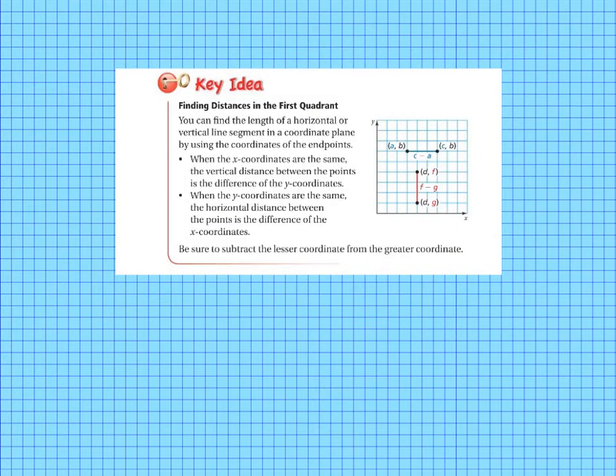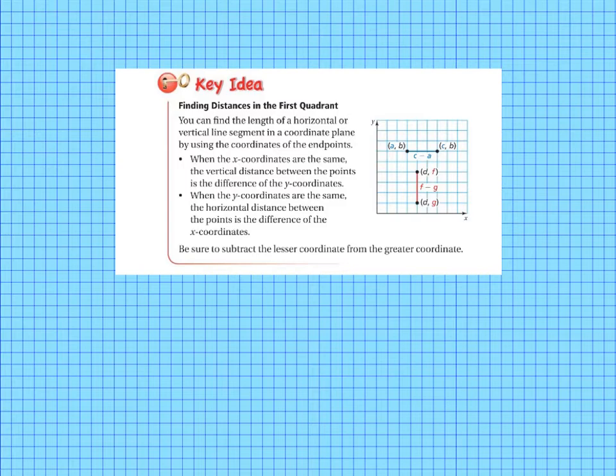Let's take a look at the key idea. Finding distances in the first quadrant. It says you can find the length of a horizontal or vertical line segment in a coordinate plane by using the coordinates of the end points. So remember, a line segment has 2 end points, so it stops somewhere, whereas lines go on indefinitely. And so our directions for that are when the x-coordinates are the same, the vertical distance between the points is the difference of the y-coordinates.